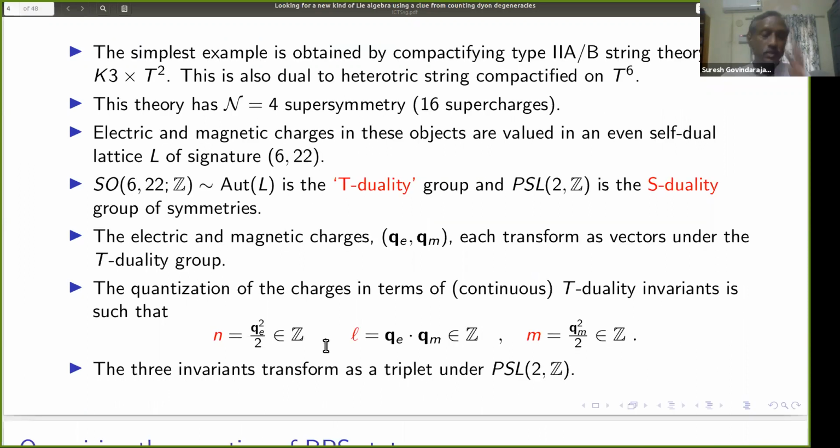The quantization is such that half Q_E squared, where Q_E squared means Q_E dot Q_E, is one integer, which I call n. Then Q_E dot Q_M is a second integer, l, and m, which is half Q_M squared, is a third integer. These are T-duality invariants, but they are not invariant under PSL(2,Z) or SL(2,Z), which is electric-magnetic duality. Under electric-magnetic duality, n and m get exchanged, and l goes to itself. So they transform as a triplet under PSL(2,Z).